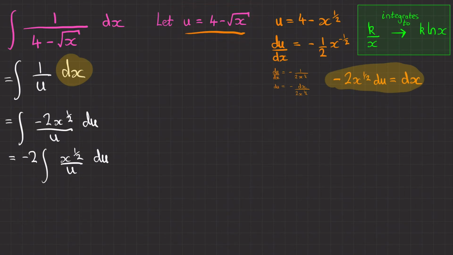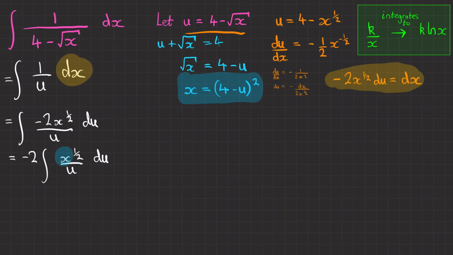value here. So I'm going to add root x to both sides, so I'll have u plus root x equals 4. Take away u from both sides, so we'll have root x equals 4 minus u. Square both sides, so we'll have x equals (4 minus u) all squared. We can substitute this into x now to give us minus 2 of the integral ((4 minus u) squared) to the half all over u with respect to u.